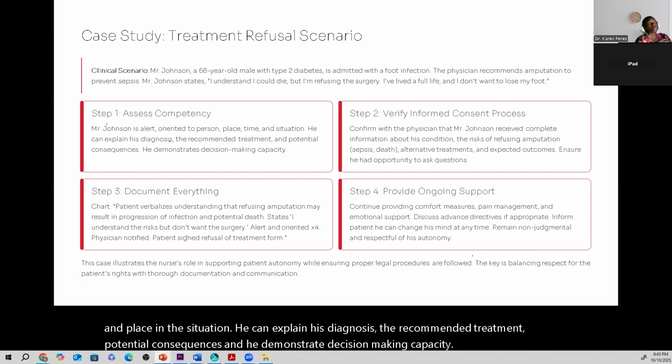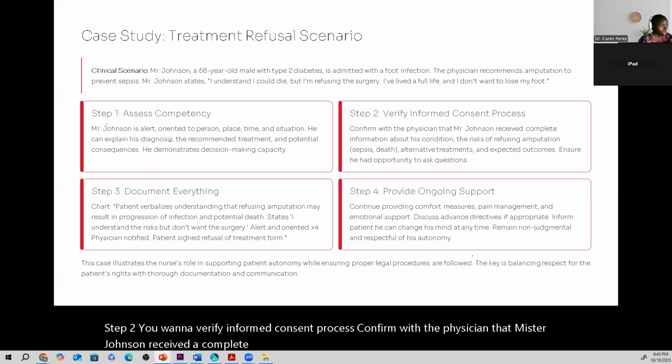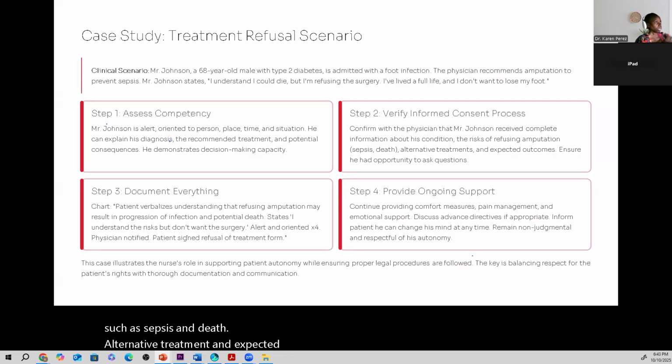Step two, you want to verify the informed consent process. Confirm with the physician that Mr. Johnson received complete information about his condition, the risk of refusing the amputation, such as sepsis and death, alternative treatment, and expected outcome, ensuring that he had the opportunity to ask questions. And then step three, document everything.